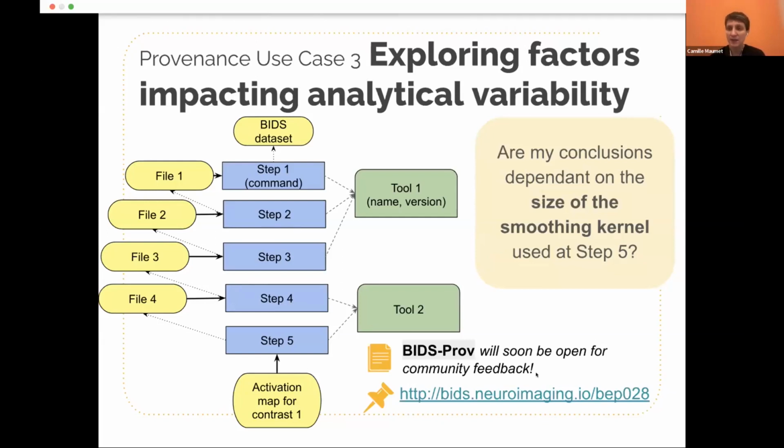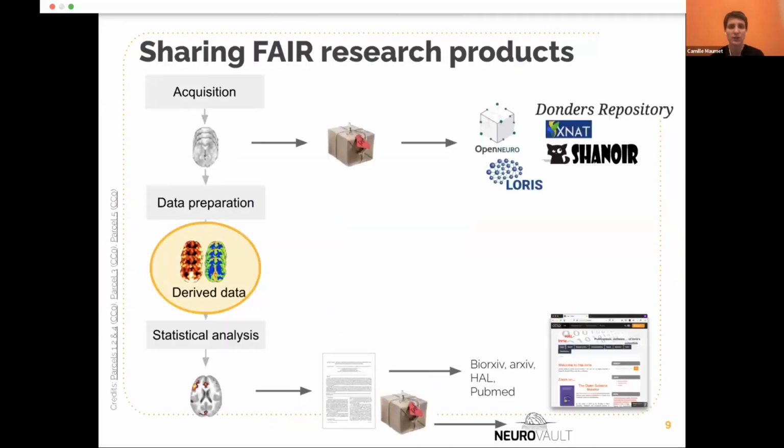So BIDS Prov will soon be open for community feedback. If this sounds like something you'd be interested in contributing to, please do. The link is just here on the slides that will be shared.